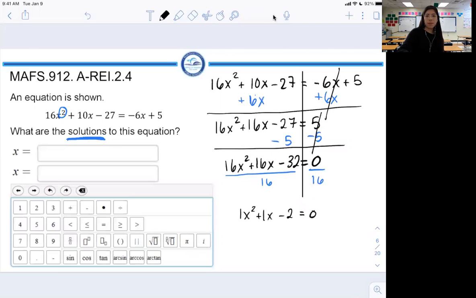Beautiful. So now I've got some much easier numbers to work with. And remember that anytime your coefficient is 1, I can just keep it as x. So x squared plus x minus 2 equals 0. So shall we plug this into our formula?